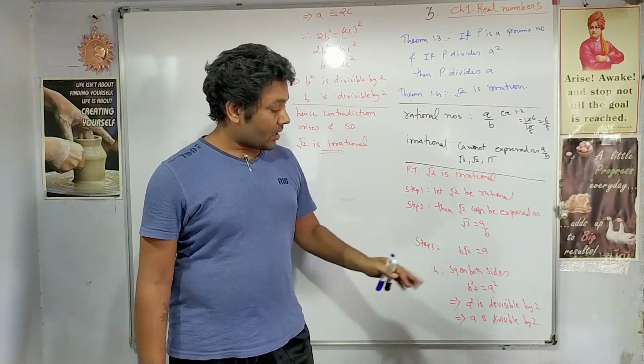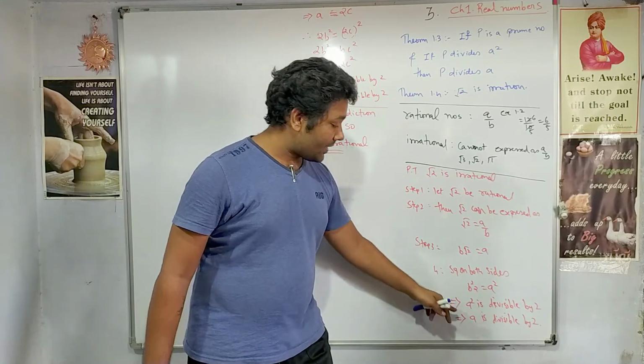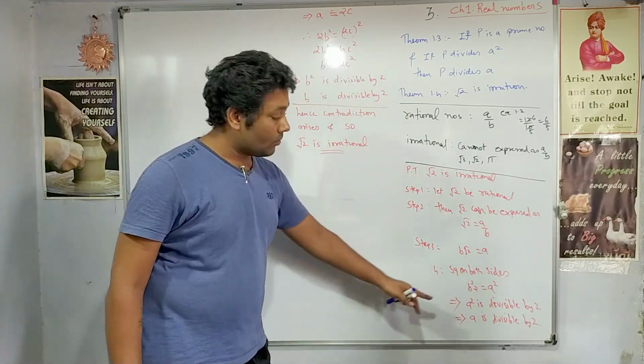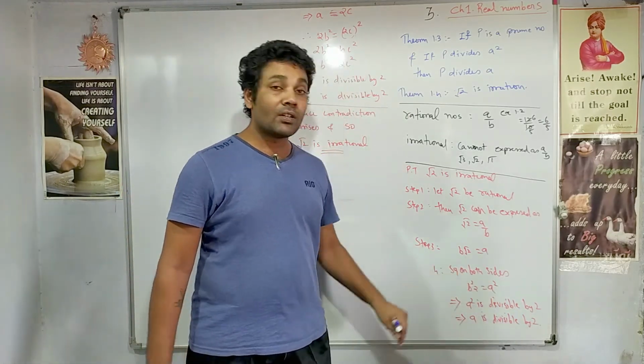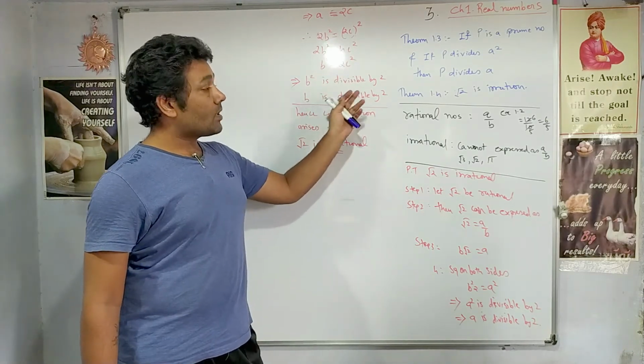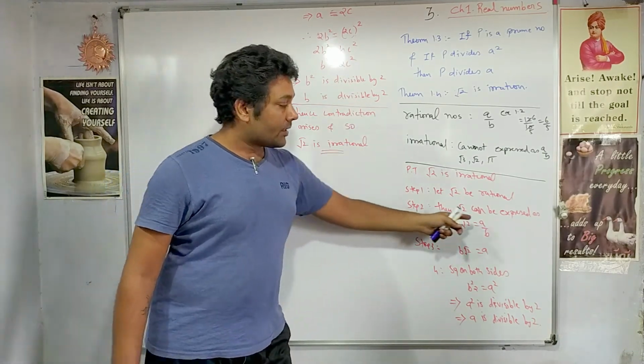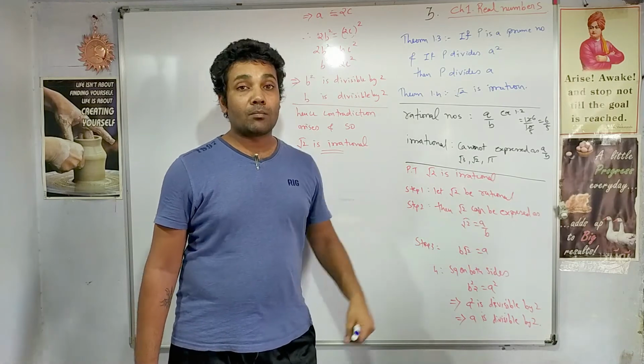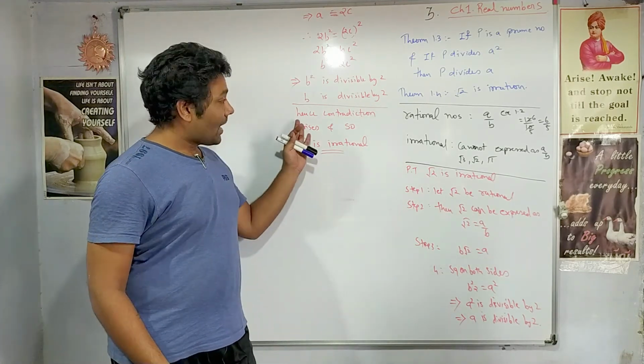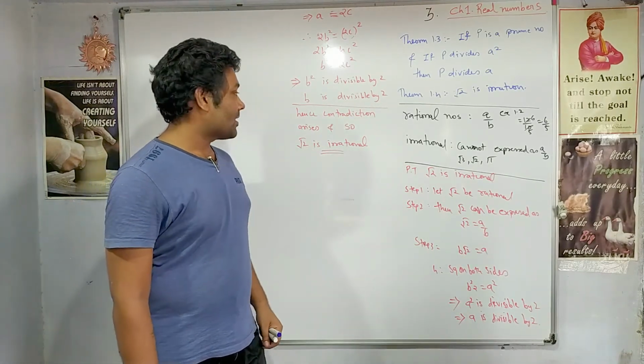But as we solve, we find that a is also having 2 as a common factor because it is divisible by 2. b is also having some common factor divisible by 2. That means a and b further can be cut by 2. That is not possible. Hence we say contradiction arises, and so root 2 is irrational.